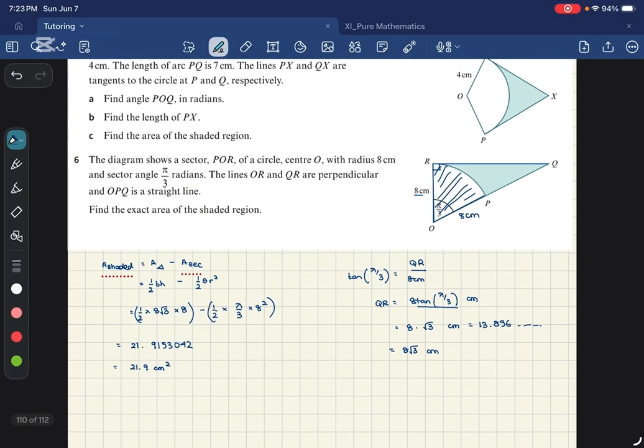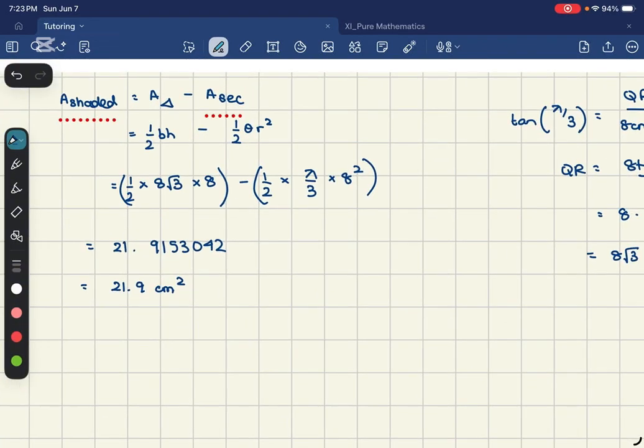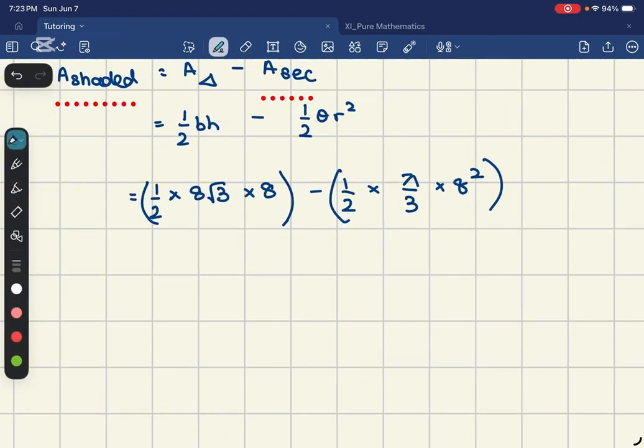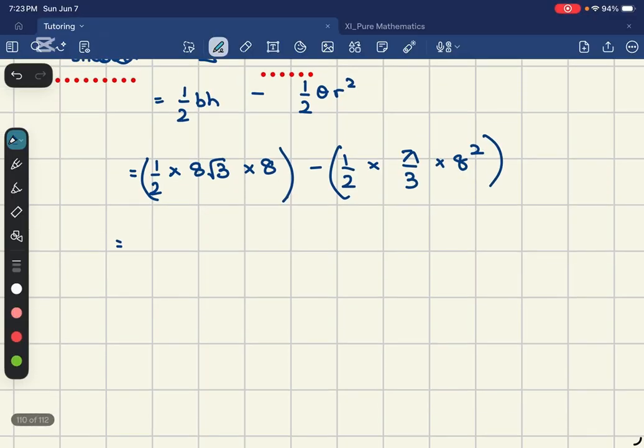I did not realize that the textbook uses exact values. So we're not going to give the calculator value. We're just going to simplify normally. So if you simplify, 8 divided by 2 gives you 4 times 8 root 3. So this side of the expression simplifies to 32 square root of 3. Minus, let's simplify this side. 8 squared is 64 divided by 2, that is 32 pi over 3. So that is your solution. Centimeters squared. All right.